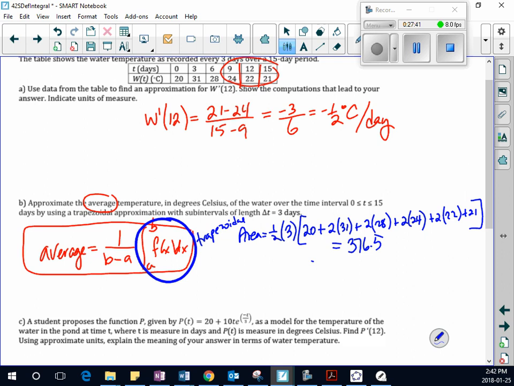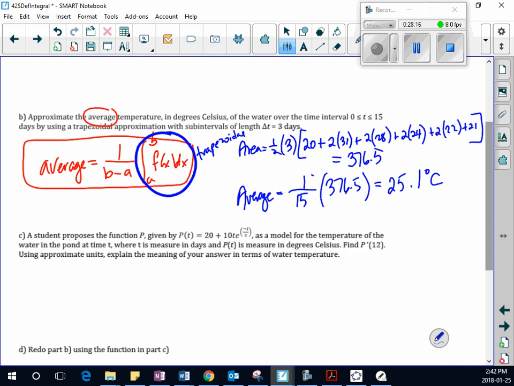So then my average is going to be 1 over, what's b minus a? 15 times 376.5. So basically that divided by 15. So 25.1. And that would be what? What would the units be? Degrees Celsius. Degrees Celsius, yeah. So that's the average temperature in degrees Celsius. It actually says that right there.